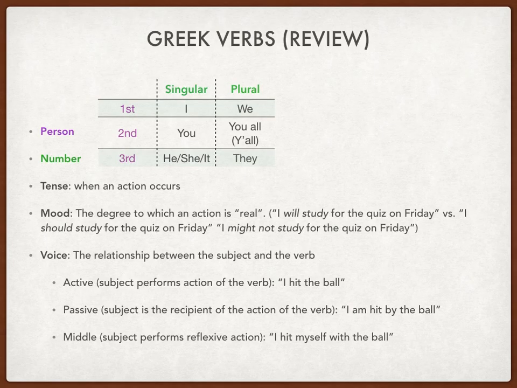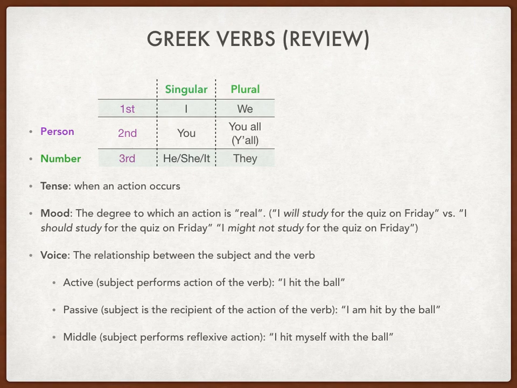So let's start with verbs. To review, there are 5 pieces of information I need to know to identify any Greek verb. This is that list that I mentioned last time you should have repeating over and over like a broken record in the back of your head. So for any verb I see in Greek, no matter what the ending, what the form is, if I can break down the person, number, tense, mood, and voice, I can translate it.